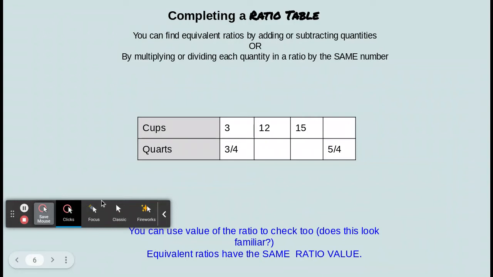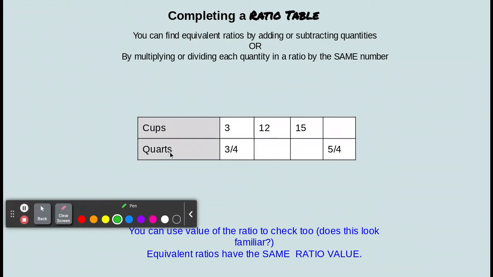Let's try an example here. Okay, so I have cups to quarts. All right, and remember, we can find equivalent ratios by adding or subtracting, multiplying, or dividing. Okay, so let's look at what we're given.